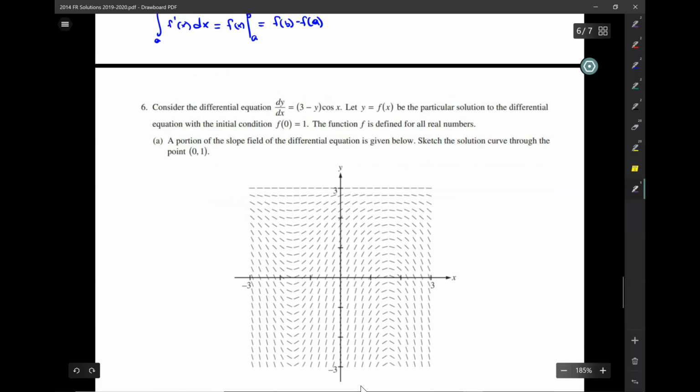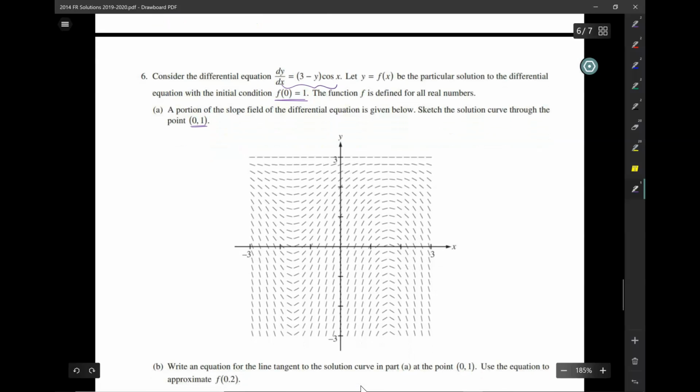Okay, differential equations, everybody's favorite. dy dx is 3 minus y cosine x. Let y is equal to f of x be the particular solution to the differential equation with initial condition f of 0 is equal to 1. The function is defined for all real numbers. Okay, a portion of the slope field of the differential equation is given below. Sketch the solution curve through the point 0, 1.